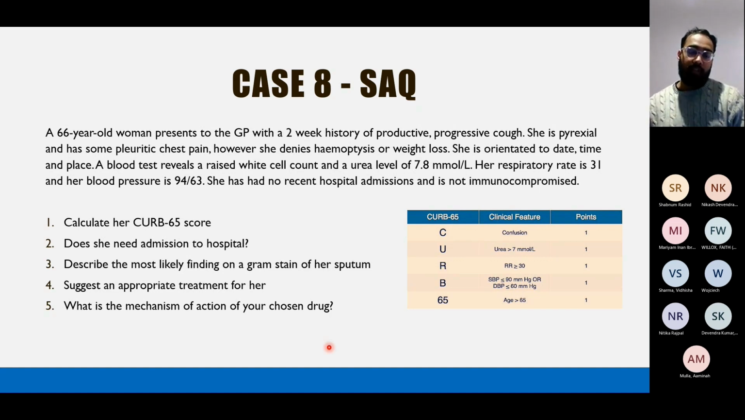Question 3, describe the most likely finding on a gram stain. So that's going back to, again, what is the most common cause of this condition? And what does that organism look like on a gram stain? How would you treat her briefly? And then based on the drug that you've chosen, how does it work? So this is more in keeping with the kind of clinical questions that we get asked. So it gives you a clinical stem, asks you to do some basic clinical stuff, and then asks you a few things about physiology and pharmacology and things like that.